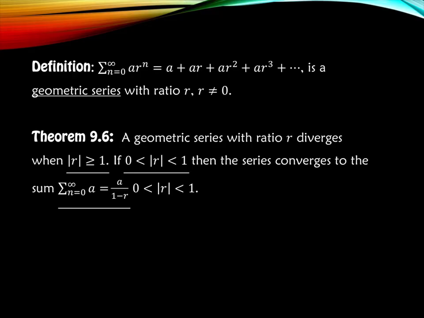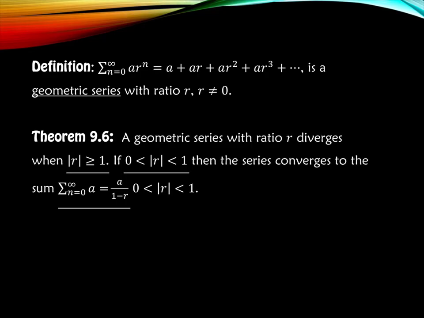But if the ratio is between 0 and 1, and we are looking at absolute values, so I don't care what the sign is, they could be negative and that'd be okay. But if the ratio is between 0 and 1, so if I'm multiplying by 1/2 every time, or by 1/3, or by 0.9 every time, it will converge. And not only will it converge, but we know what its sum will be. Its sum will be a over 1 minus r.